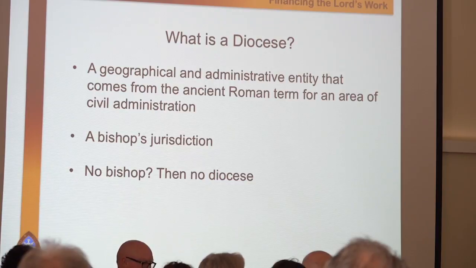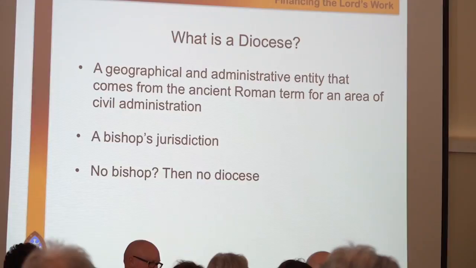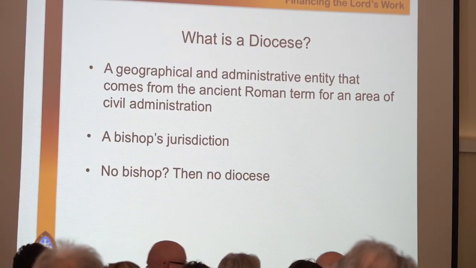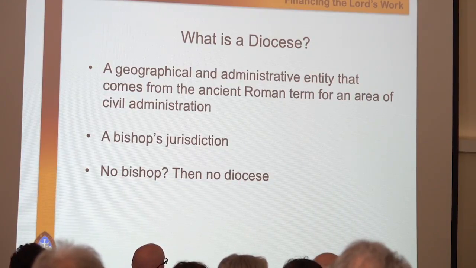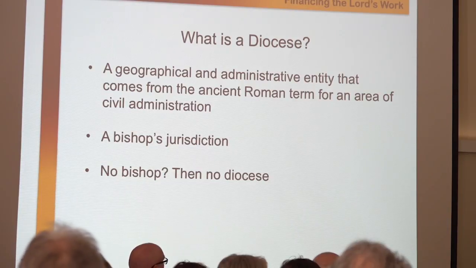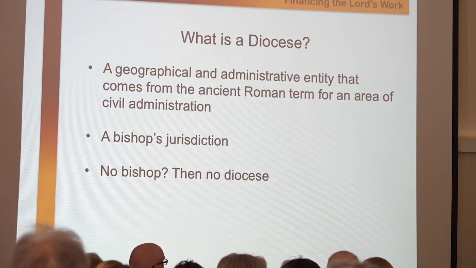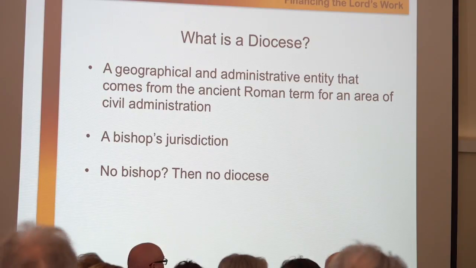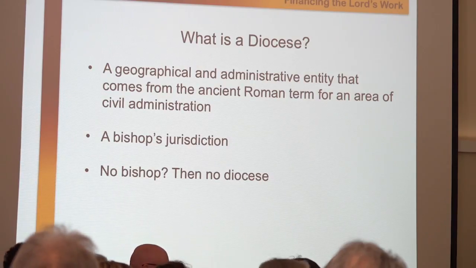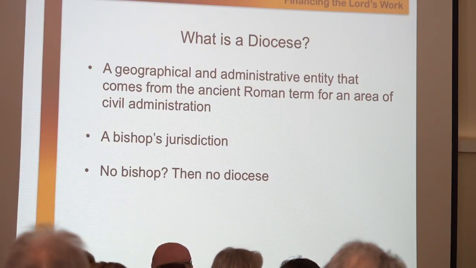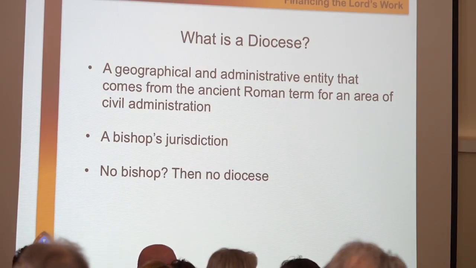Ancient Rome was divided into dioceses. It's a Greek word that the Romans used. But we know it as a bishop's jurisdiction, and if there's no bishop, there's no diocese. In fact, our canons are quite clear: we abhor a vacuum in a diocese that doesn't have a bishop. Excuse me. We abhor vacuums in bishops too.